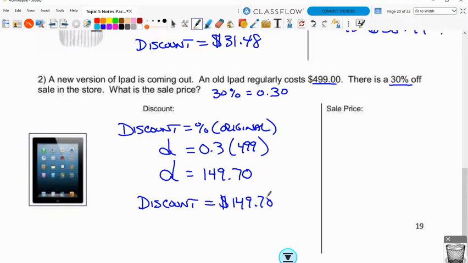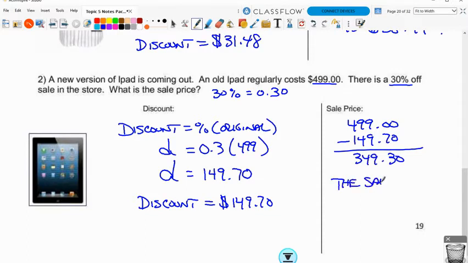$149.70. Now to get the sale price, we're going to take the original $499 and subtract off the discount, which was $149.70. And when you do that, you end up with 349 and 30/100. So we can say that the sale price is $349.30.